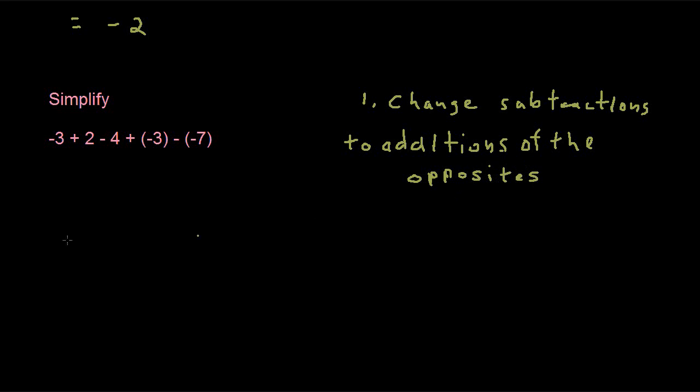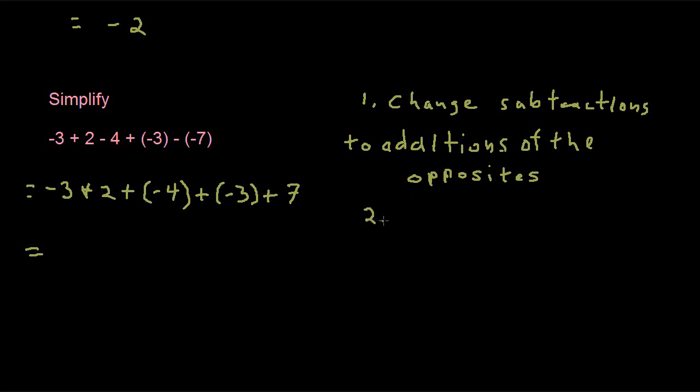And so we look at our problem. Let's read it. -3 plus 2 subtract 4 plus -3 subtract -7. Well, -3 is not a subtraction, so we just write it plus 2. There's our first subtraction. So we rewrite subtract 4 as plus -4. Then plus -3 is not a subtraction, but the next one is. So we rewrite that as plus a +7. And we've completed the first step.